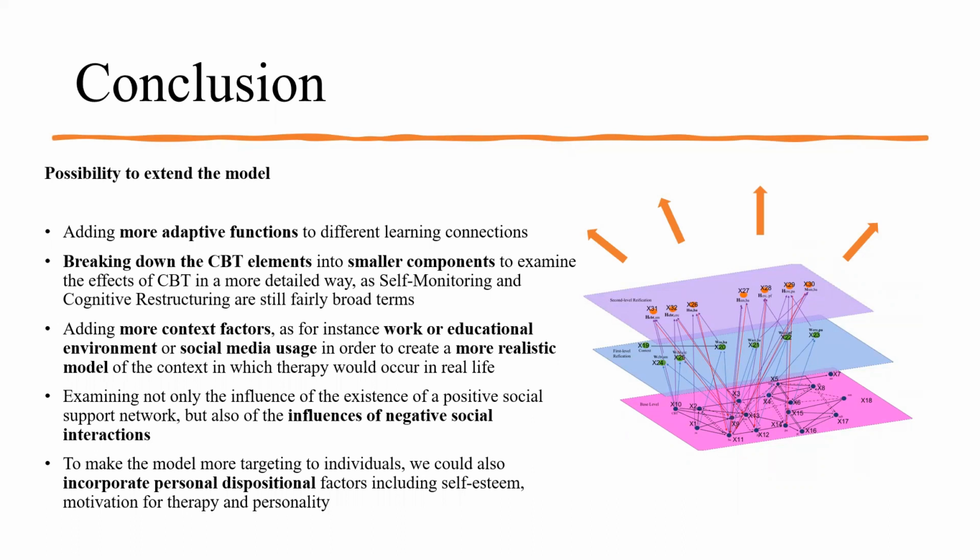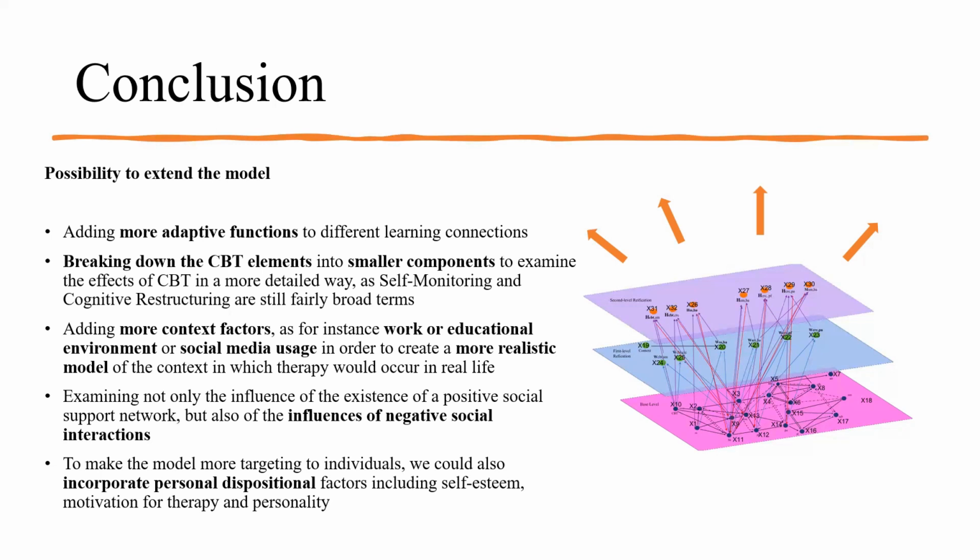Additionally, it would be possible to add more context factors, for example, the work environment, the educational environment, or factors like social media usage, which could also influence people with body dysmorphia. And this would lead to a more realistic context in which the therapy would take place in real life.